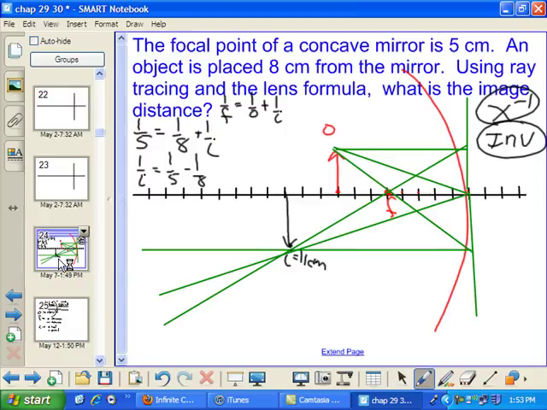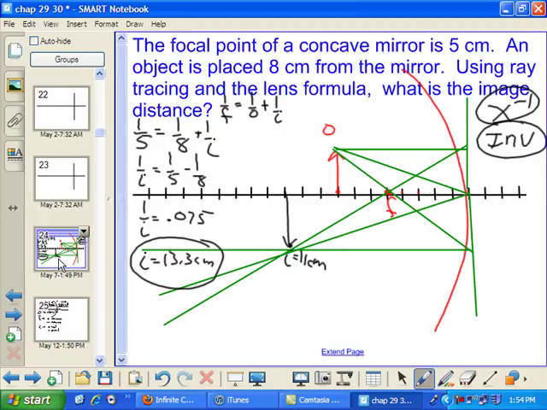So if I go 5 inverse minus 8 inverse, I get 1 over I equals 0.075, which is actually 3/40ths. Am I done? No, I need to take the inverse of that answer, which comes out to be 13.3 centimeters.